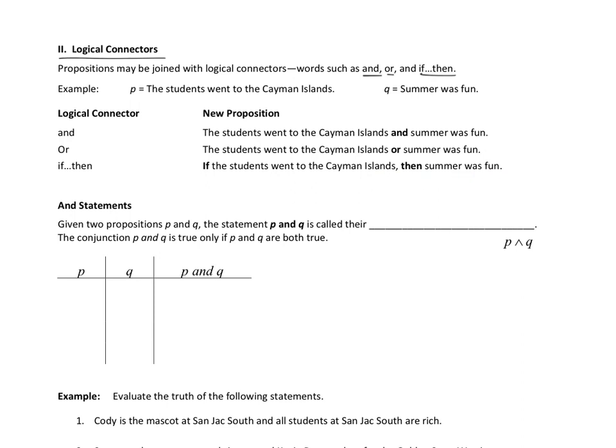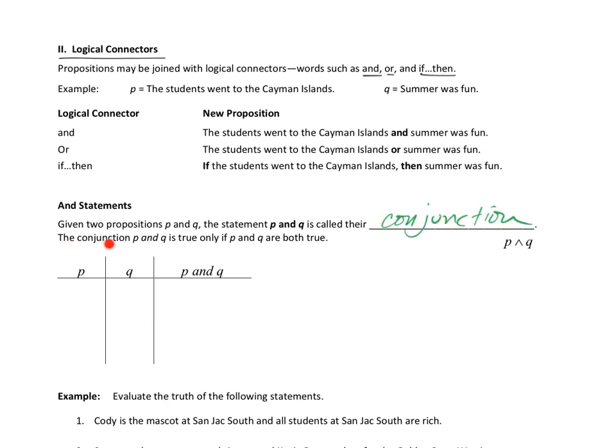So we've got these logical connectors that allow us to join two or more propositions to create bigger propositions. So this is just one proposition. This is a new proposition. This is a single proposition now. So we can look down here at and statements. Given two propositions P and Q, the statement with the actual logical connector and, P and Q, is called their conjunction.